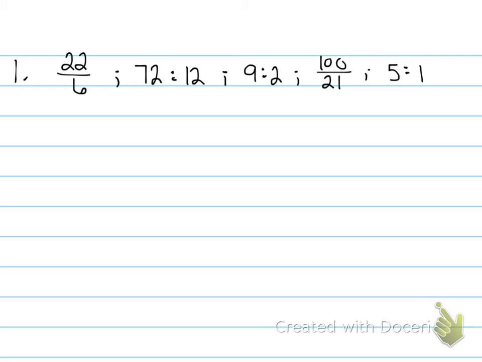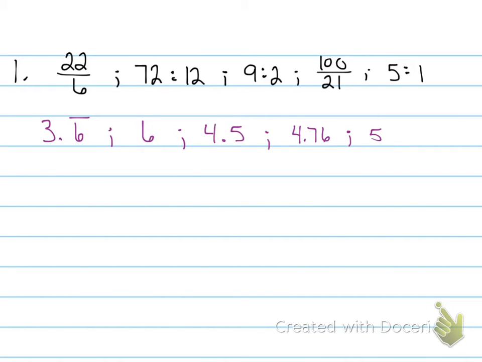All right, does anybody remember what I said on Friday is the first thing that you need to do? You've got to change them all to decimals. Okay, so change them all to decimals first, divide the first number by the second number, and then write them in order, least to greatest, in their original form. All right, so this is going to be 3.6 repeating. 72 to 12 should have been 6. 9 to 2 should have been 4.5. 100 to 21 was 4.76. And 5 to 1 is just 5.